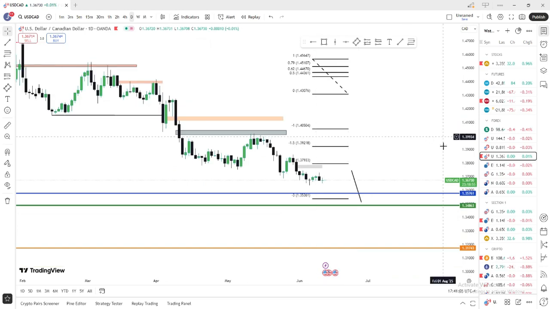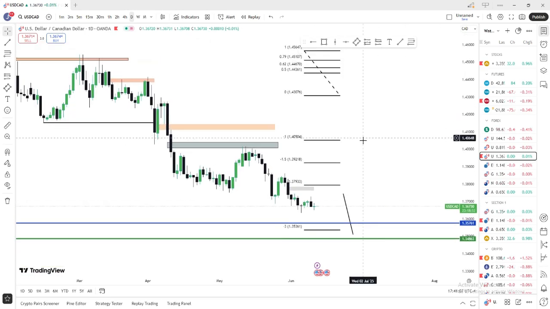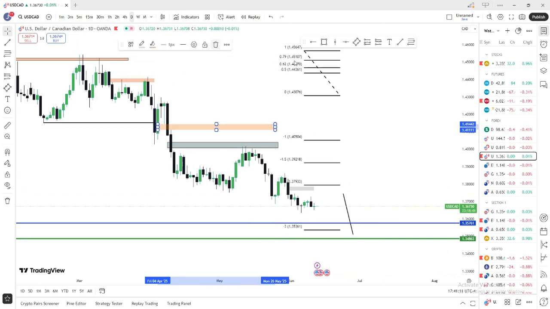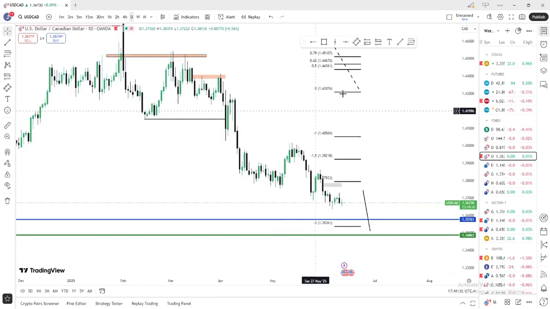How do you use the Fibonacci? I'm just going to do it here, like trash it real quick. Let me delete all this, and delete all this.